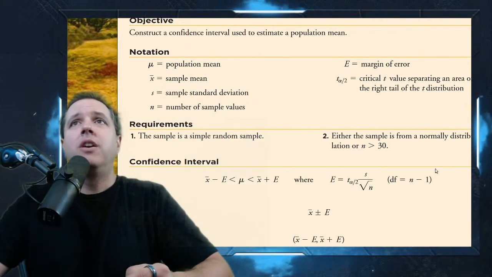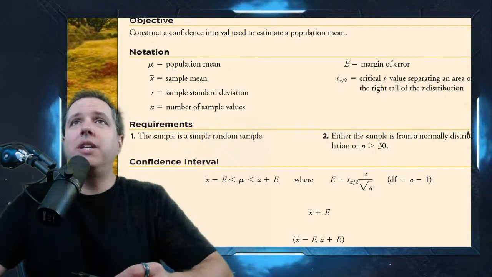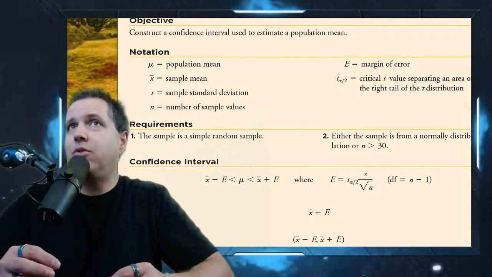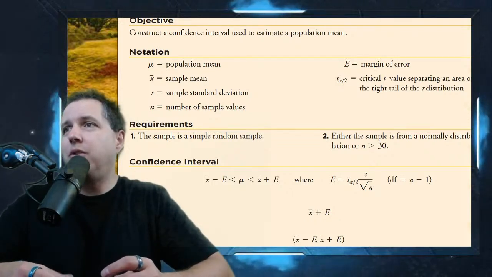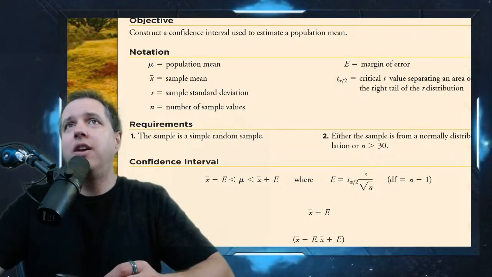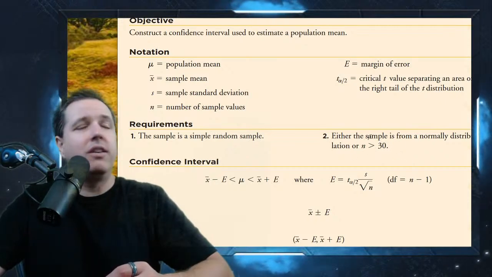One thing that we do need to have in general is a requirement on your sample size. Your data either has to be normally distributed. So if you have a normally distributed population, then you're fine. But what if you don't have a normally distributed population? What if your data is skewed? Then your N has to be bigger than 30.